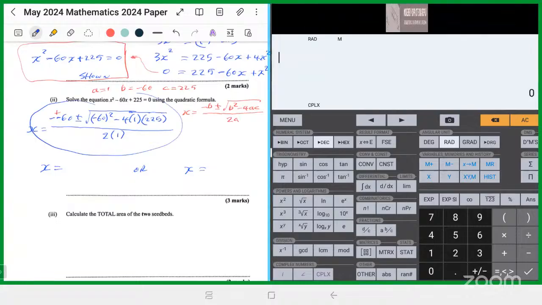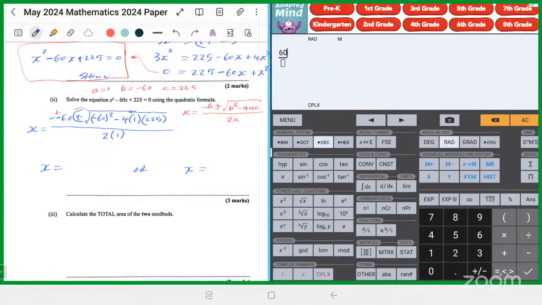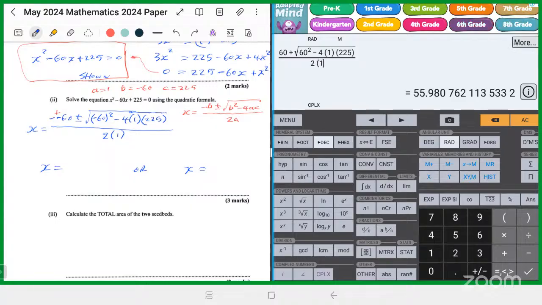But let's work this out. Let's put this in the calculator and see what we get. I'm going to try positive 60 for this on the calculator. It's a fraction. Let's work with the plus first and then change it to minus afterwards. So that's plus, and I'm going to write the square root. I'm going to put this negative 60 squared, which is the same as 60 squared, because squaring a positive or negative number gives the same result. Minus 4 times a, which is 1, times c, which is 225. And we're putting all of that over 2 times 1, which is a.